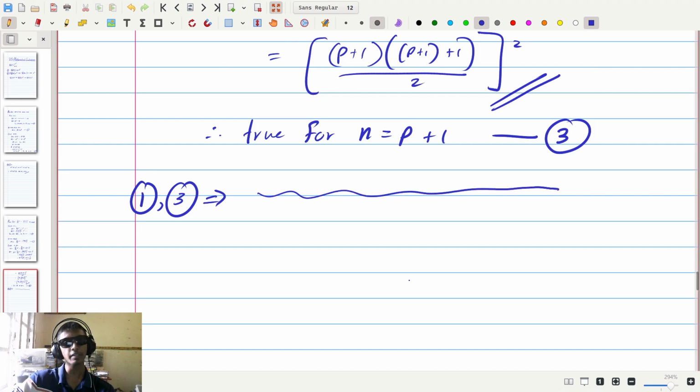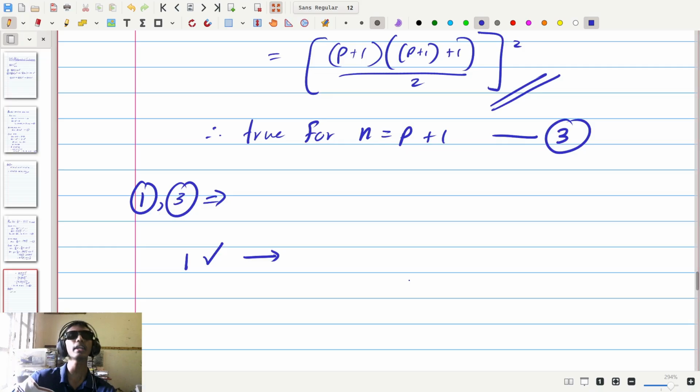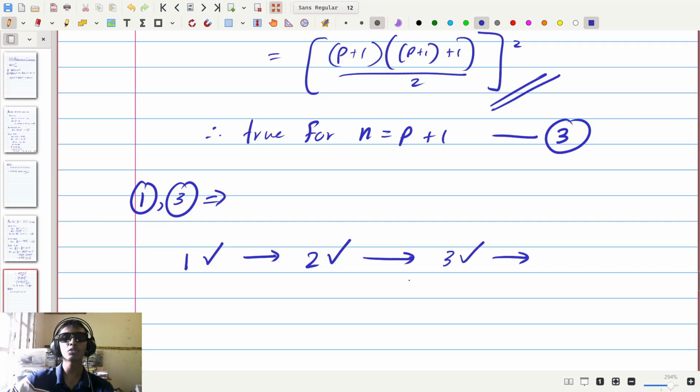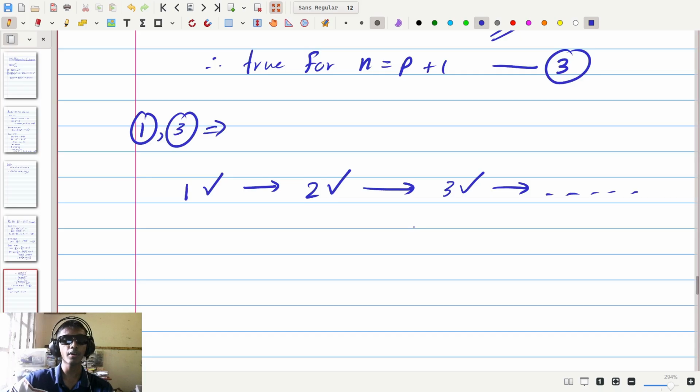By the principle of mathematical induction, since it was true for n equals 1, and when assumed true for n equals p was proven true for n equals p plus 1, we can say, since it's true for 1, and since we know it's true for the next number given that it is true for this number, if it's true for n equals 1, it's going to be true for n equals 1 plus 1, so it's going to be true for n equals 2. If true for n equals 2, it's going to be true for n equals 3. If true for n equals 3, it's going to be true for n equals 4, and so on. Therefore, it's going to be true for all n which are elements of the set that we wanted, which is the set of positive integers.